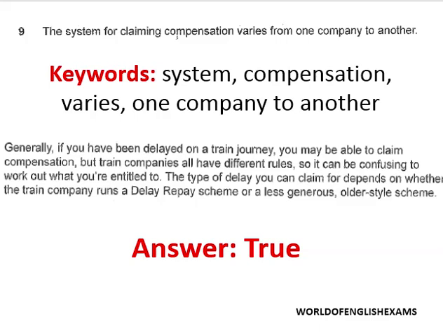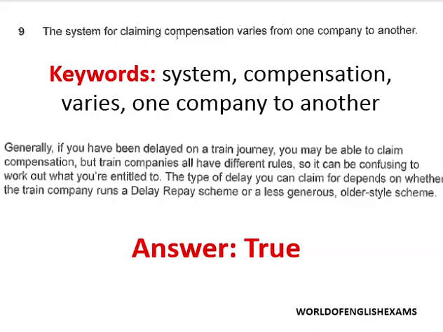The first statement says, the system for claiming the compensation varies. The system is nothing but the procedure, the process, the rules. What is the meaning of varies? Variable, different. It differs from one company to another. So the rules for claiming the compensation will be different for different companies. That is the meaning. So here the keywords are system and compensation, which will not change; varies can be seen as different, and one company to another. That means each company has their own set of rules.